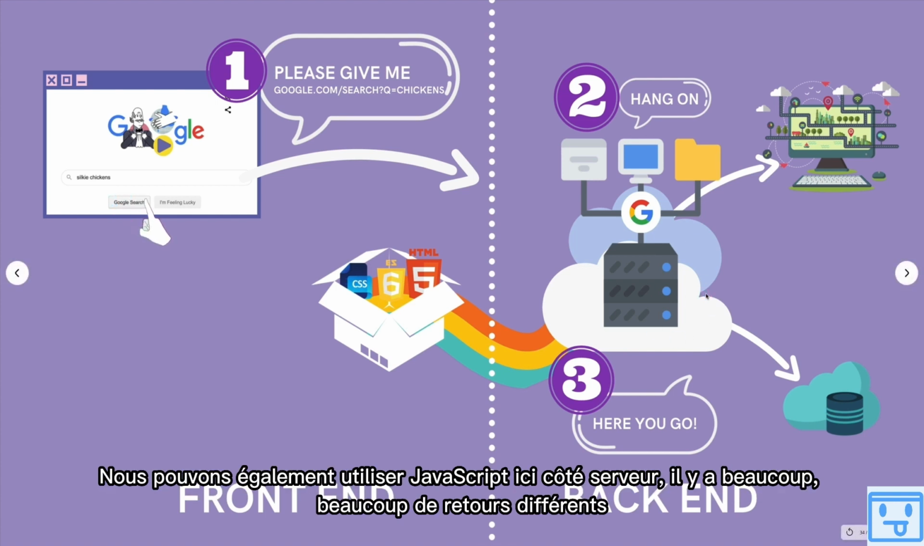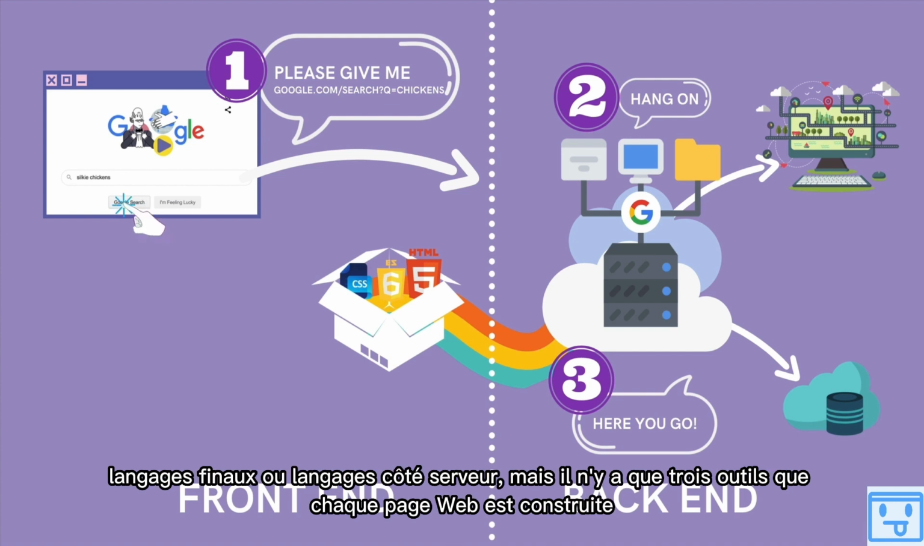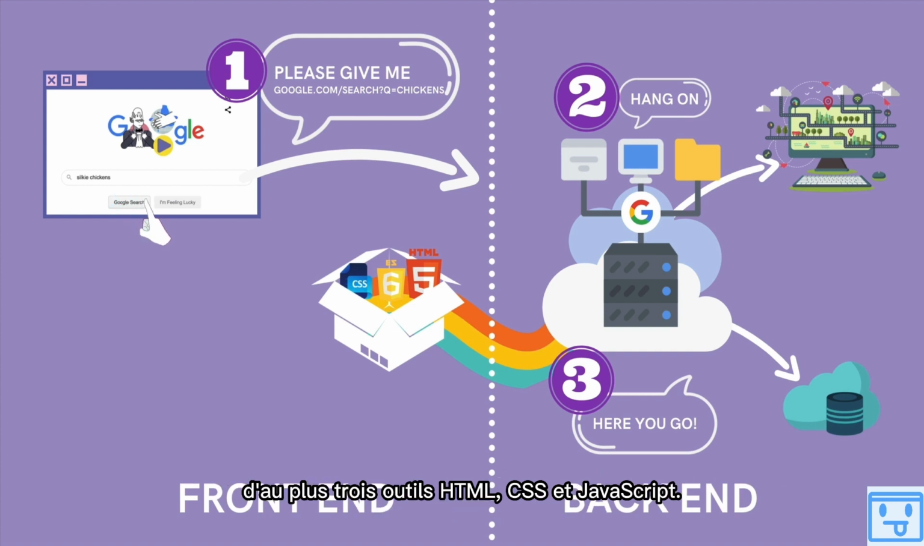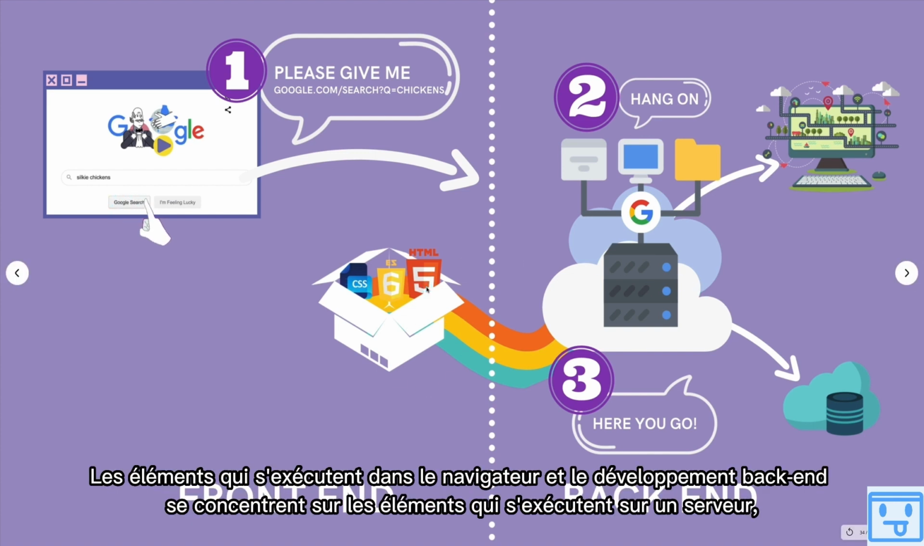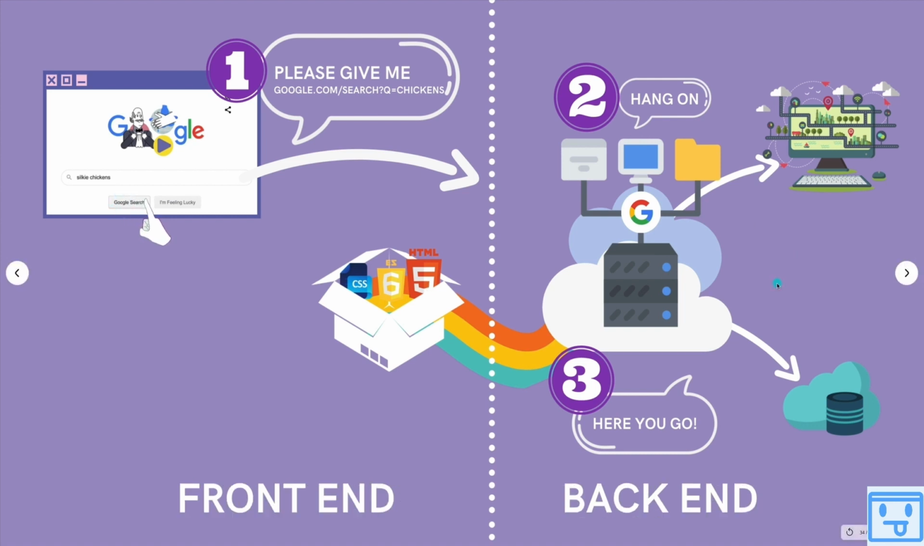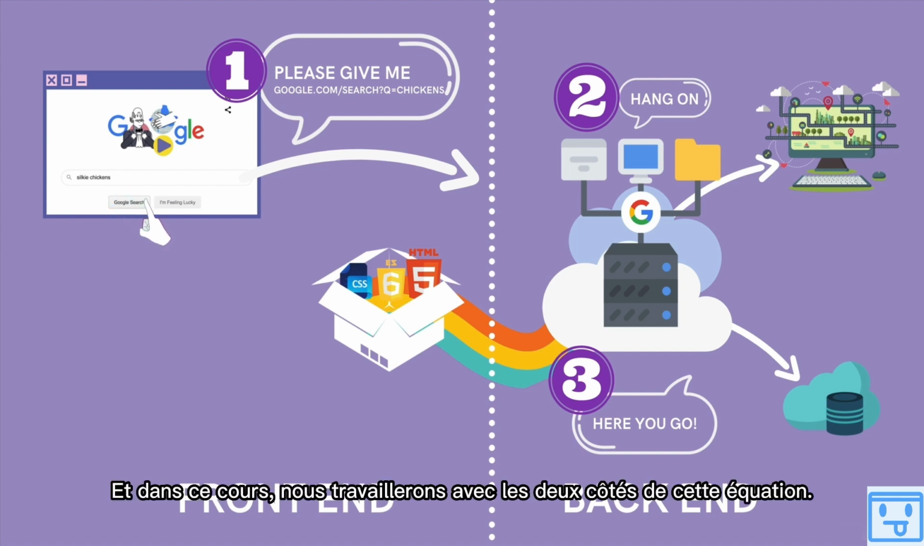There are lots and lots of different back-end languages or server-side languages, but there's only 3 tools that every web page is constructed of, or at most 3 tools, HTML, CSS, and JavaScript. So front-end development focuses on these tools, the stuff that runs in the browser, and back-end development focuses on the stuff that runs on a server, not in the browser. So they're connected, and in this course, we will be working with both sides of this equation.